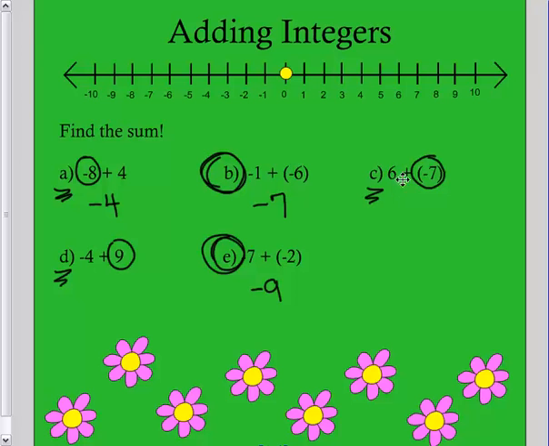If I have $6 and I spend $7, I'm in debt $1. Take the sign of the bigger number and then subtract. 7 minus 6. Take the sign of the bigger number, positive, and subtract. 4 minus 9, it would be 5. If I'm $4 in debt and I make $9, I have $5.